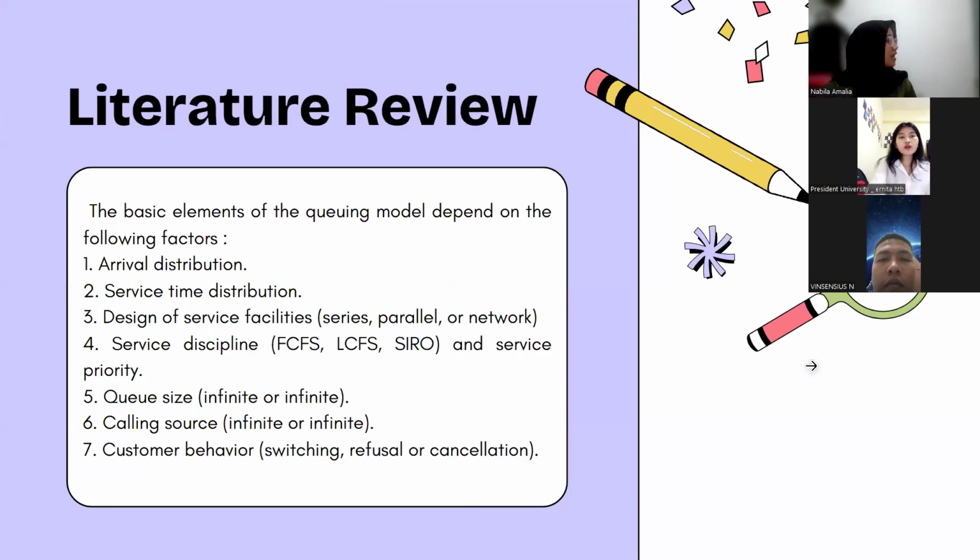And the basic elements of a queue model depend on the following factors; there are seven elements. First is arrival distribution, two is service time distribution, three is design of service facilities: series, parallel, or network, four is service discipline: FCFS, LCFS, SIRO, and service priority. Five is queue size, finite or infinite. Six is calling source, finite or infinite. And seven is customer behavior: switching, refusal, or cancellation.